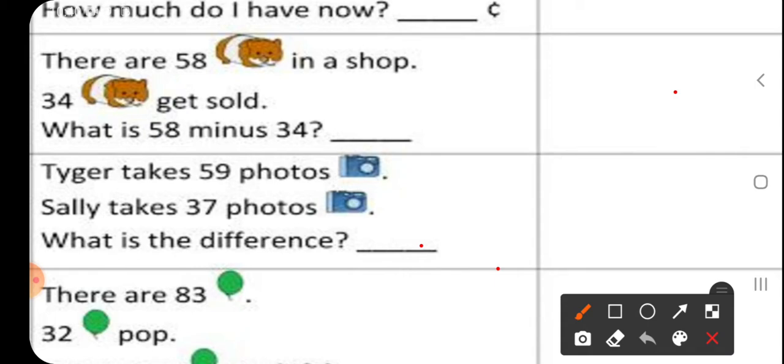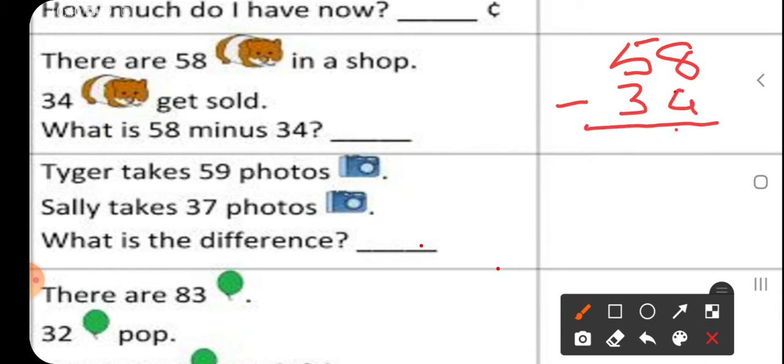Now, there are 58 dogs in a shop and 34 got sold. So, how many must be left in the shop? Again, same way, 58 minus 34. Let us do the calculation here. 8 minus 4 will be 4 and 5 minus 3 will be 2. So same way, in subtraction sums, wherever you see the word left, or how many are less, all these words in a word problem, then you have to subtract.